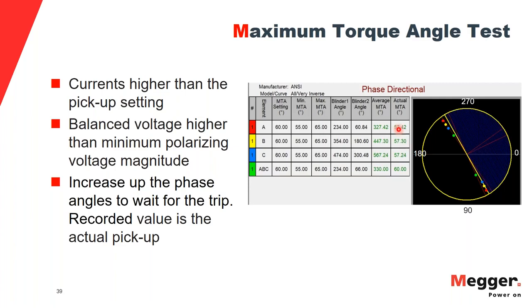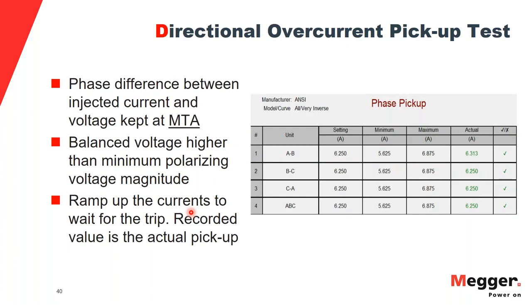So in this example, you see that my setting was 60 degrees in the relay, and I actually got an MTA of 57.4 to 57.3 and 60 degrees on the three-phase element. This is running a phase directional test, and remember, phase directional in most circumstances uses the quadrature polarization method, right?